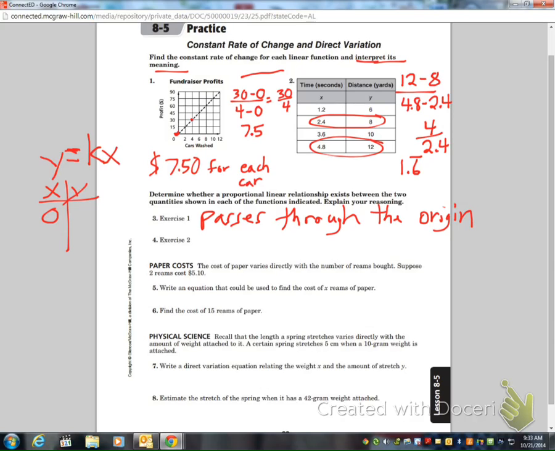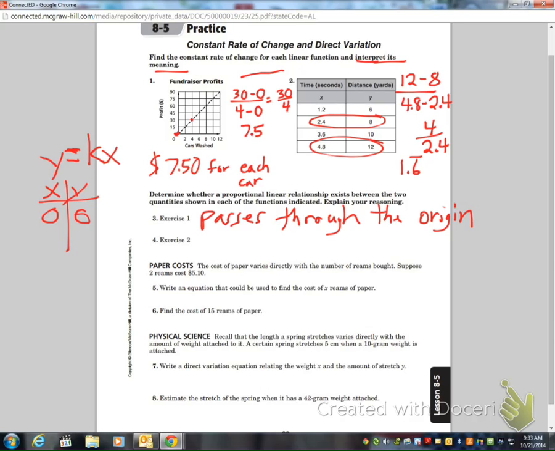It doesn't matter what k is. K could be negative, it could be positive, it could be a fraction, it could be a decimal, okay? But if you multiply it times 0, you're going to get 0. So every single proportional linear relationship, everyone that has direct variation, is going to pass through the origin. So a very, very simple way to look at a graph and say whether or not it's direct variation: does it go through the origin? If it doesn't, not direct variation. If it does, it is.